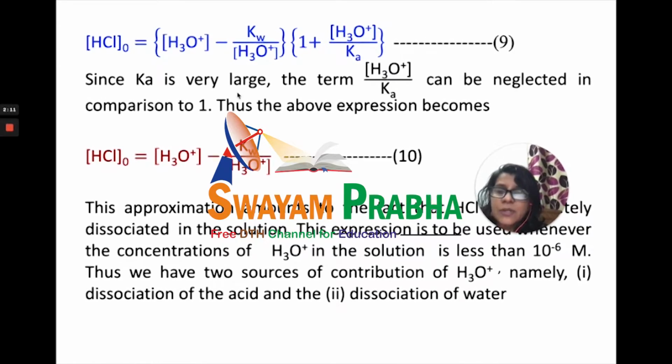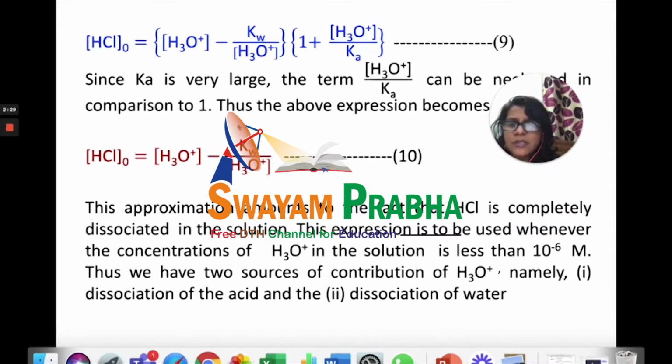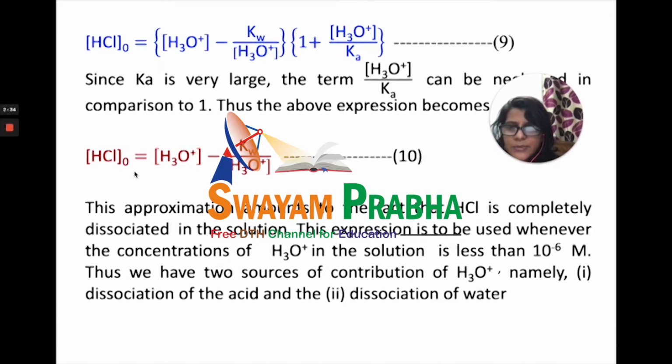I'm repeating, because we know that HCl is a very strong acid and its Ka value is very large, we can ignore the term H3O plus upon Ka in comparison to 1, and we are left with only H3O plus minus Kw upon H3O plus. This expression amounts to the fact that HCl is completely dissociated in the solution, and it can be used whenever the concentration of H plus in the solution is less than 10 to the power minus 6 molar.